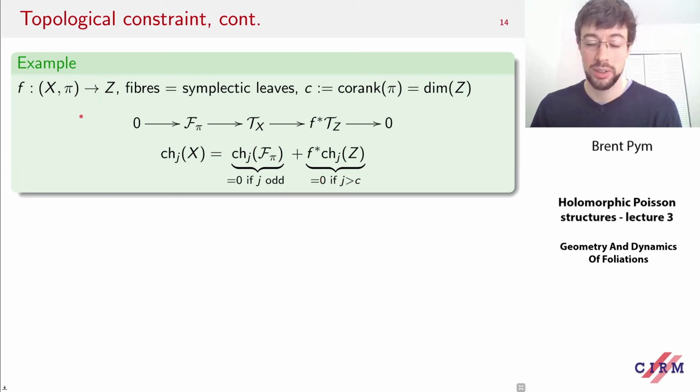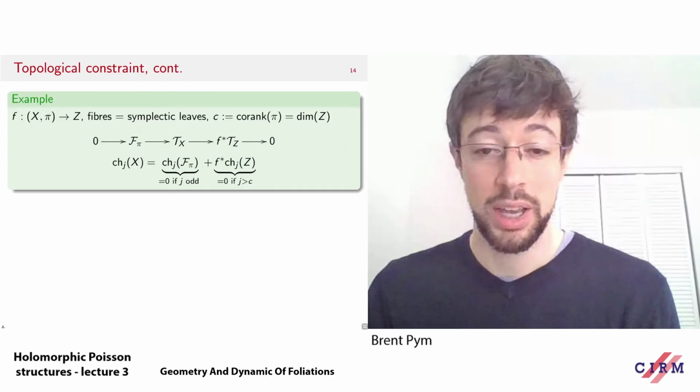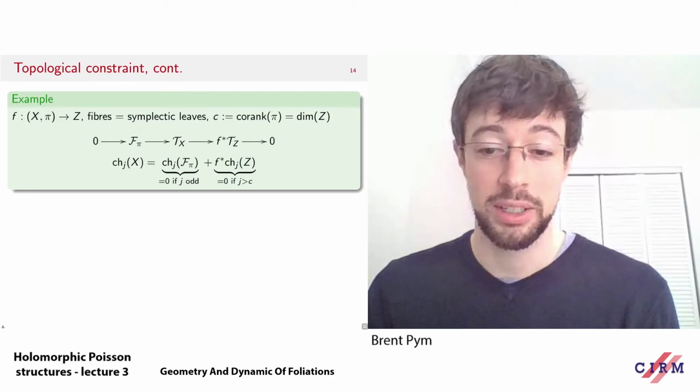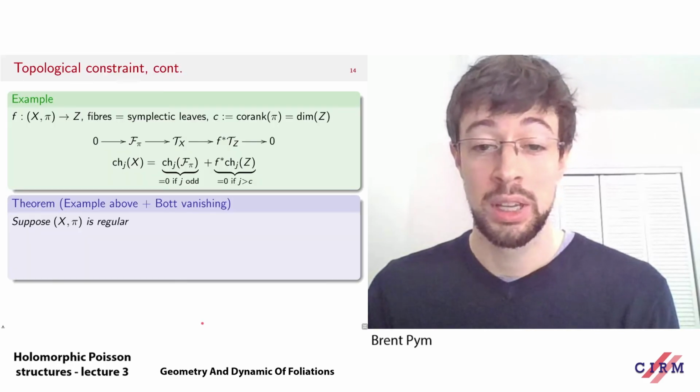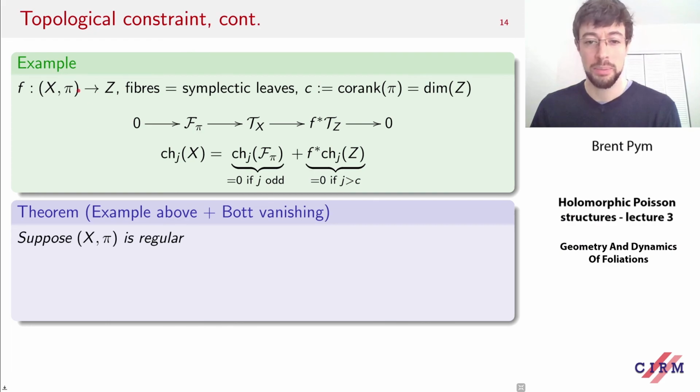So in this particular situation of a regular Poisson manifold, which is a fibration over some base Z, we get some vanishing of some components of the Chern character. It's not true that they all vanish, but the odd components beyond the co-rank have to vanish. Now, actually, we can take this example and generalize it into a theorem. The generalization is in two ways. First of all, I can drop the hypothesis that this manifold is a fibration over Z and just have a regular Poisson manifold.